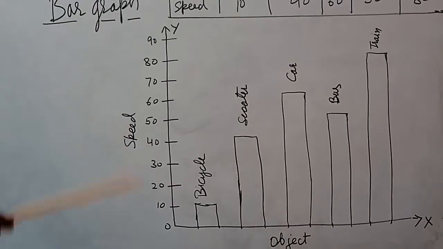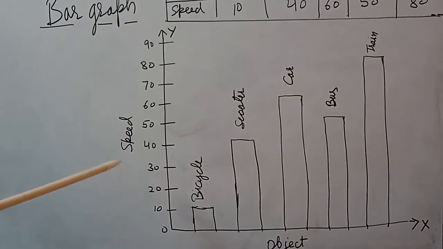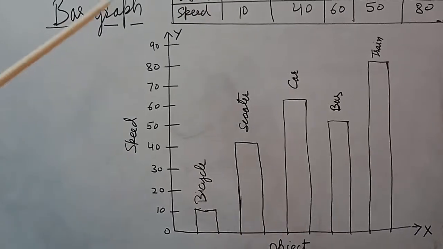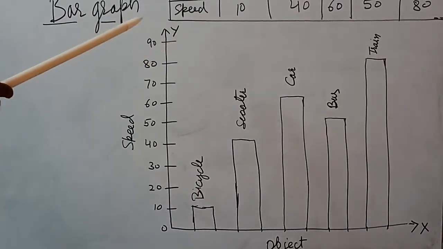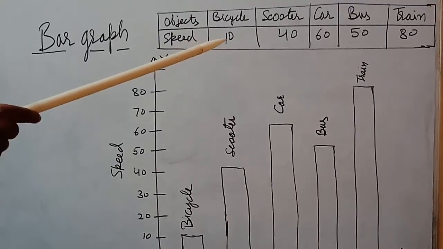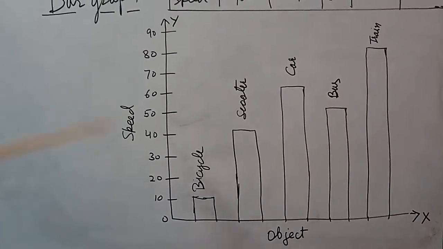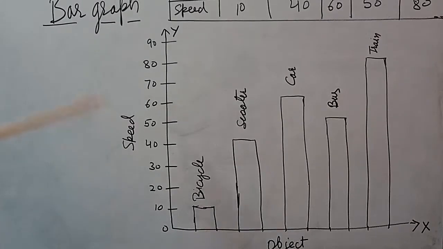On the y-axis we will take the speed 10, 20, 30, 40, 50, 60, 70, 80, 90 according to our convenience. As the speeds given are 10, 40, 60, 50, 80, there is no decimal, so it is convenient to make this 10, 20, 30, 40 and so on. On the x-axis we will take the objects. So first, what is given we will make.